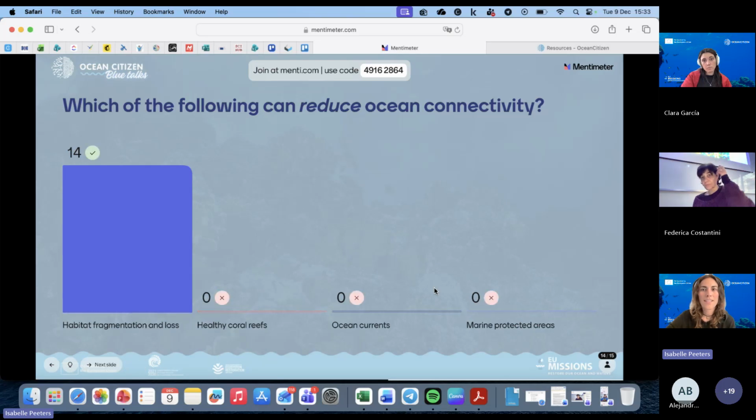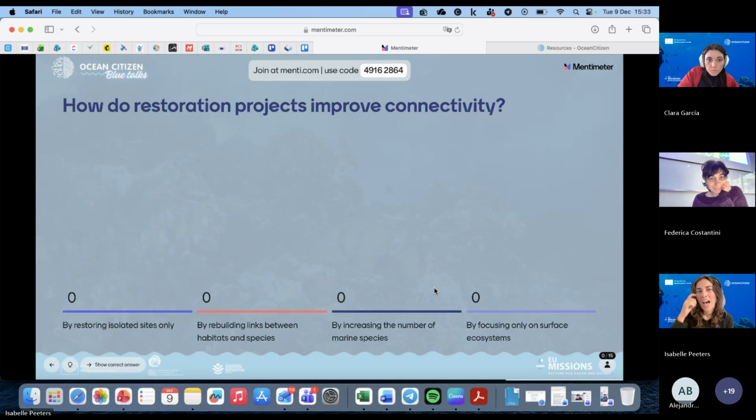So it was A. How do restoration projects improve connectivity? How does that work? Do we restore isolated sites? Do we rebuild the links between habitats and species? Or is it by increasing the number of marine species, or only focusing on surface ecosystems?